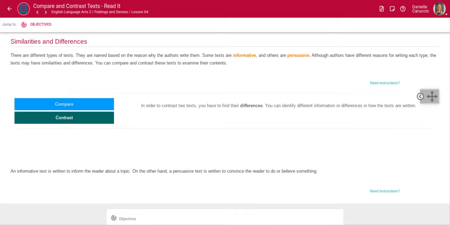Hi, friends. Today we're going to revisit a skill that we worked on while you were in school, which is comparing and contrasting texts. So let's revisit what compare and contrast means. Comparing means to tell how two things are the same. And then contrast is when you tell how two things are different.